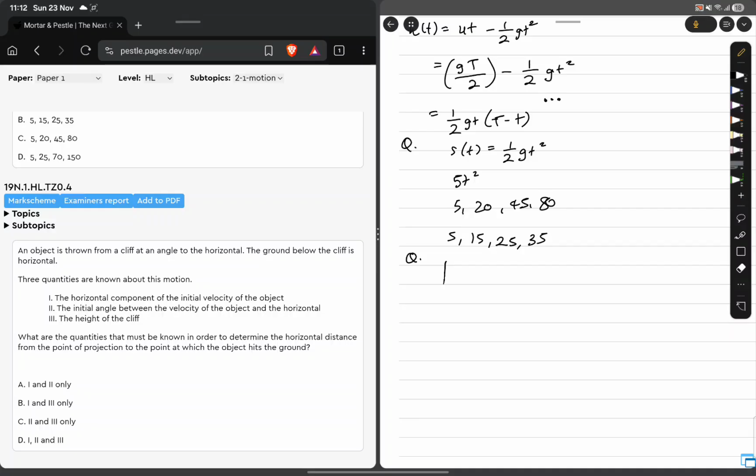Okay, so let me just draw this really quick. This is the cliff, object dropped horizontal. So what do we know? The horizontal component of the initial velocity, okay, so we know that. The initial angle, we know that. And the height of the cliff, we know that. What are the quantities that must be known in order to determine the horizontal distance from the point of projection? So we need to know this.